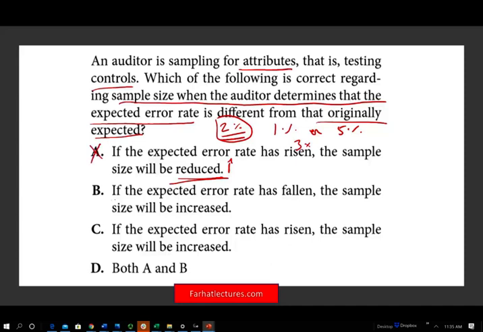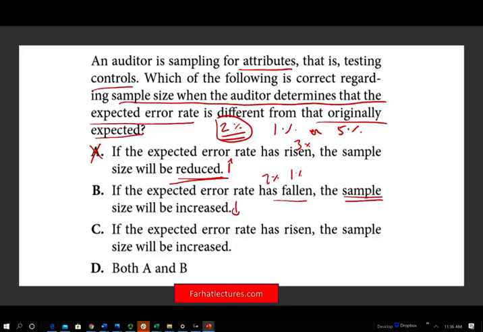So A is out. B, if the expected error rate has fallen, now we thought it's 2, but guess what, I think it's 1. Now we're looking at it, it's really 1. The sample size will increase? No, the sample size will go down. If we thought it was 2%, and now we're finding out it should be 1% or even 0%, all the checks are properly signed, then we should not increase the sample size, because the sample size means we have to do more work. If we can rely on the control, that's the reason we test the control, is to rely or not to rely.